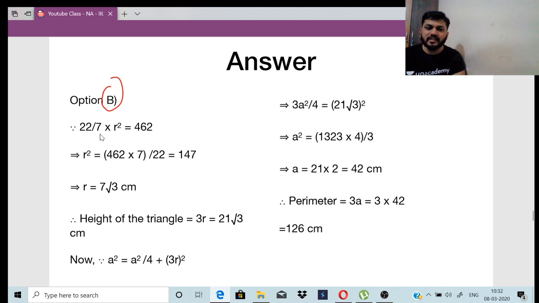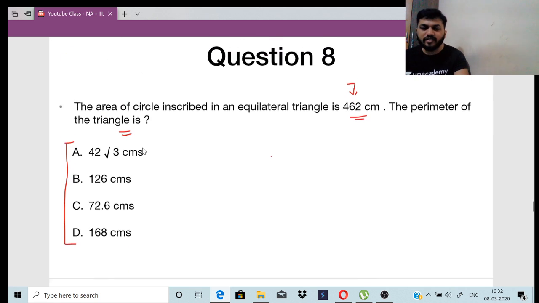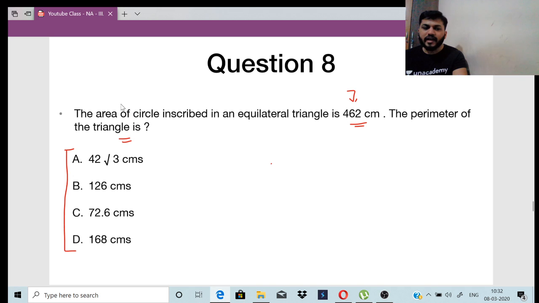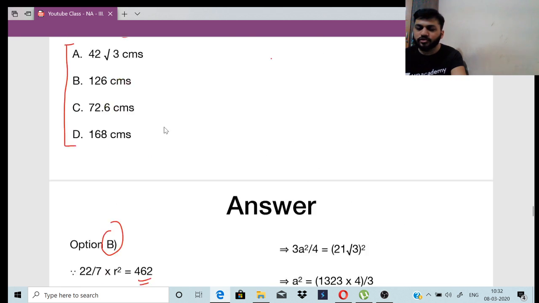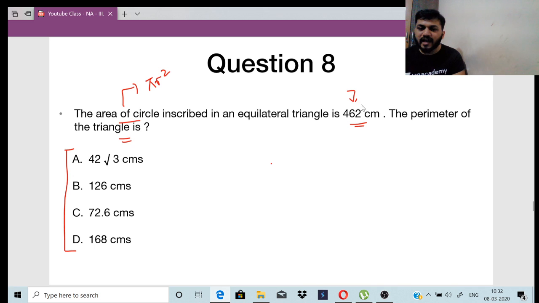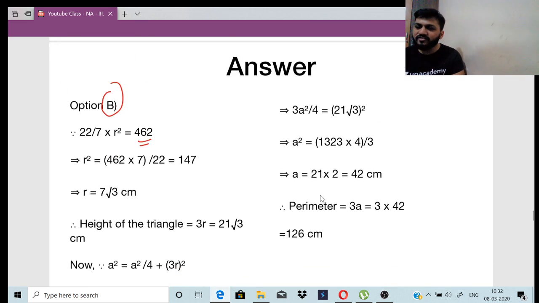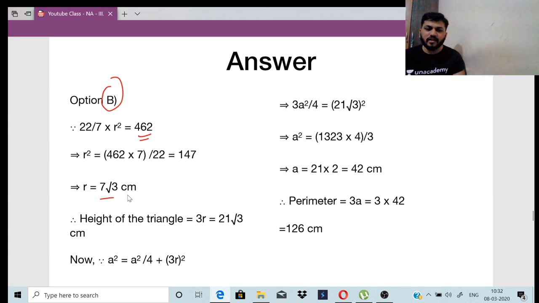So first, what they have given: the area of a circle. Area of a circle is given by what? Pi r square, right? So pi r square equals 462. The area of the circle is given, the total area is also given. So first, pi r square equals 462. Find out r from it. So it will be 7 root 3 centimeter.